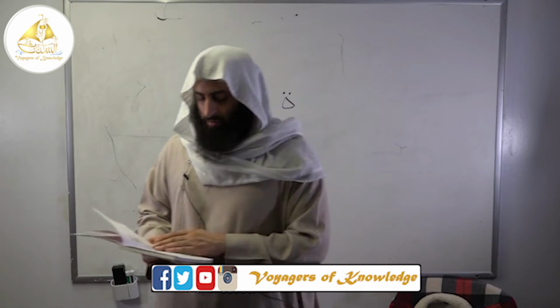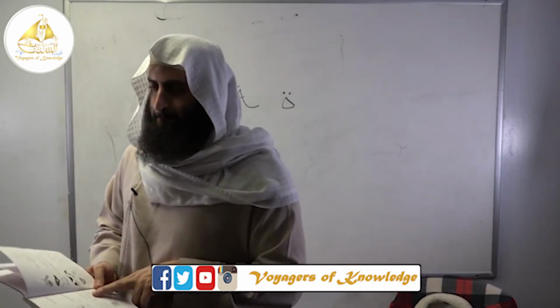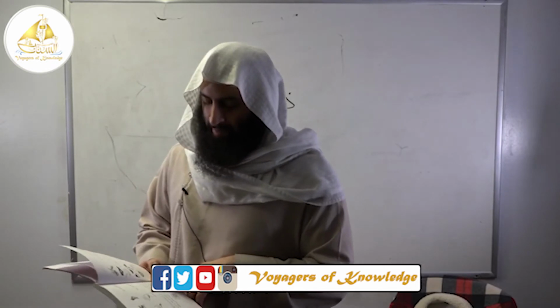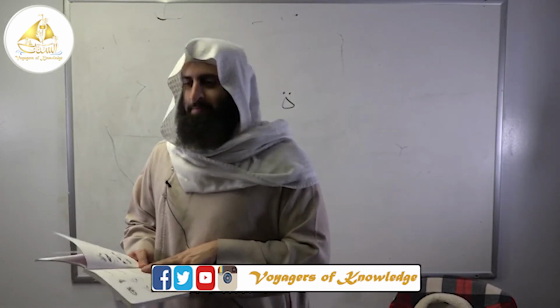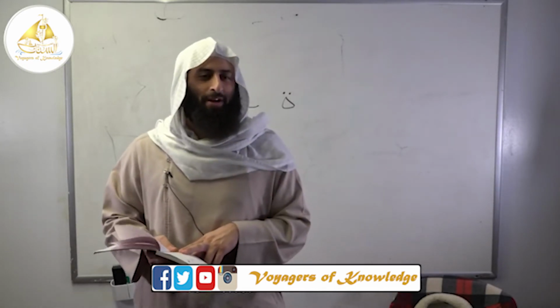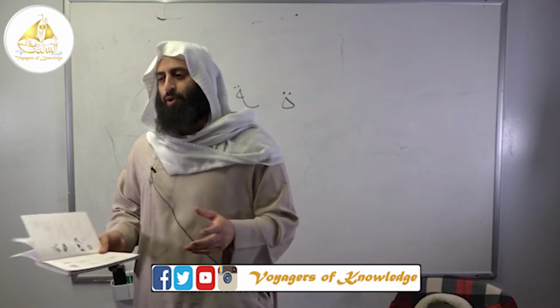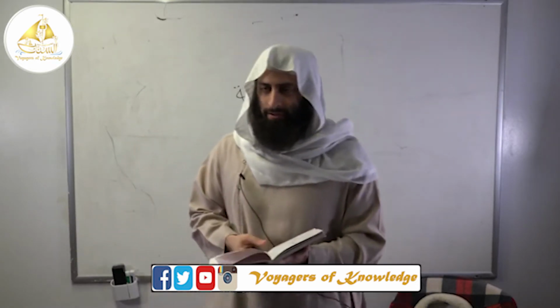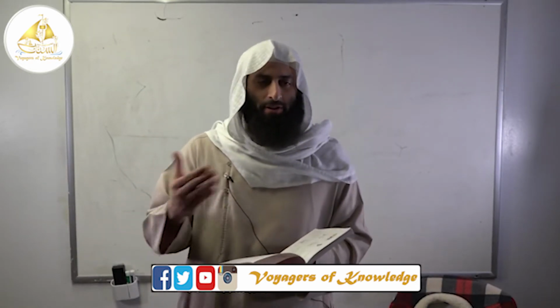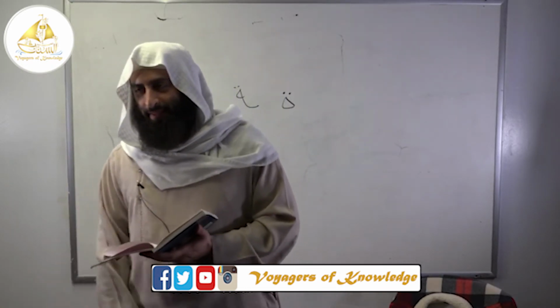Very good. هذا ديك وهذه دجاجة. This is a rooster, and this is a chicken. دجاجة is chicken, singular. If you say دجاج, it's plural. دجاج is plural, دجاجة is singular. Similar to تفاح.